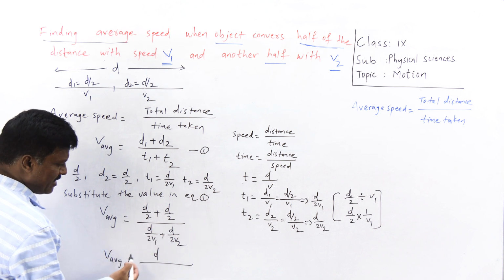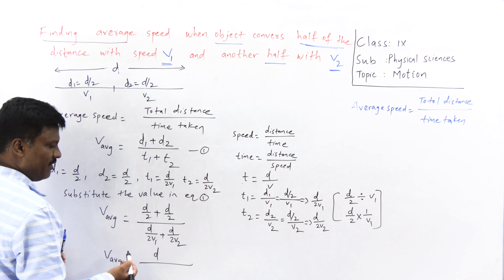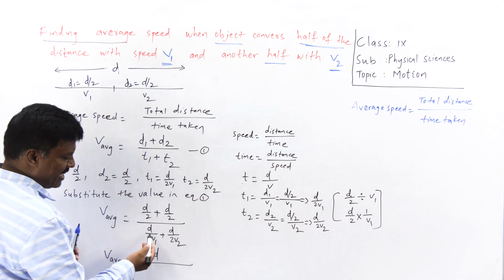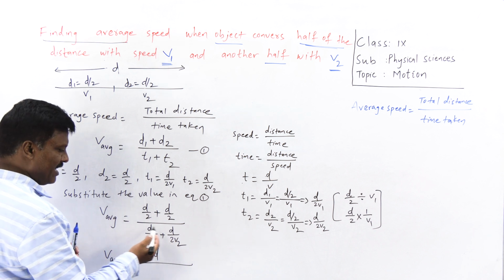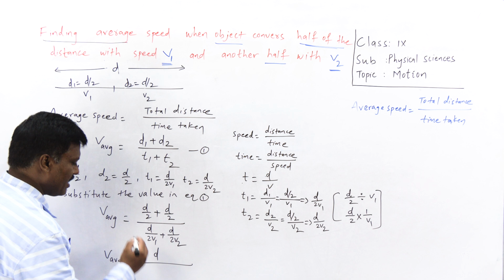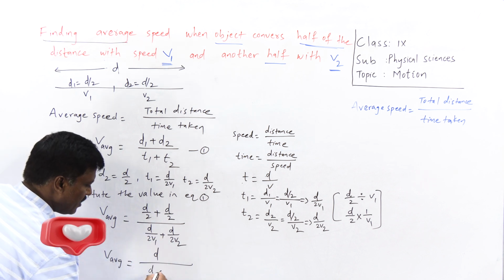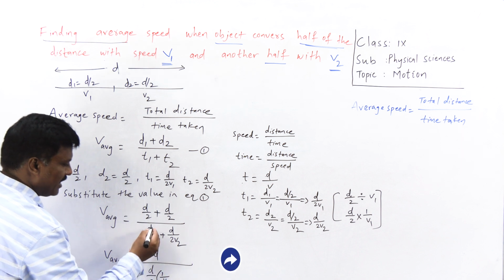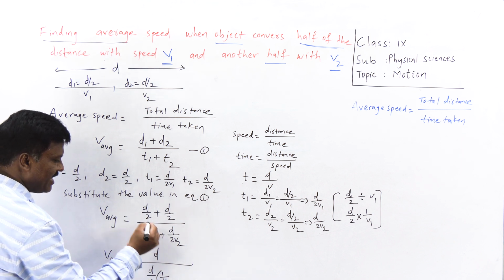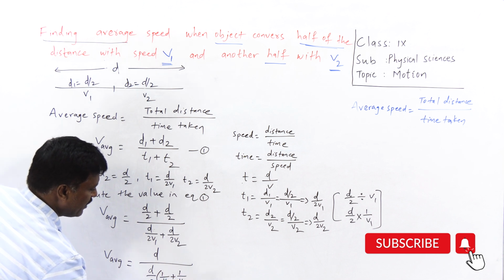But before taking the LCM, in the first fraction we have d and 2, and in the second fraction also we have d and 2. So can we take common? Yes. Whenever we find the same terms, we can take the common. If I take d and 2 as common, what is left over here? 1 by v1. Nothing is there, in the sense d into 1. d we have taken common. The remaining is 1 here: 1 by v1 plus 1 by v2.